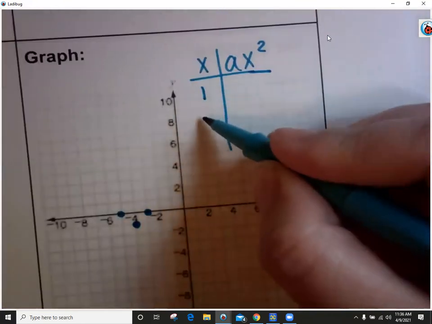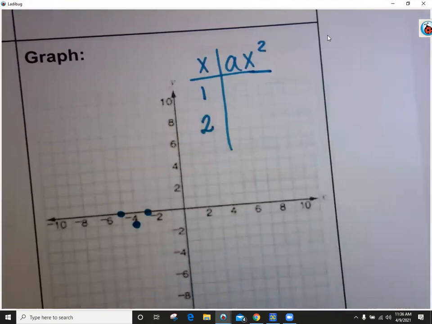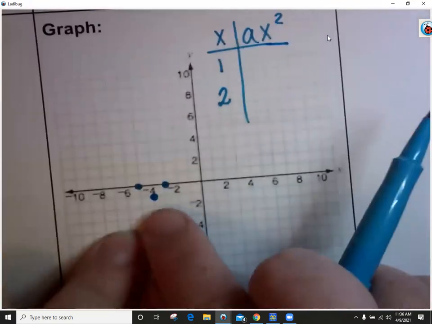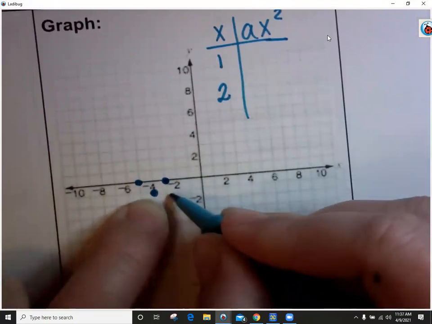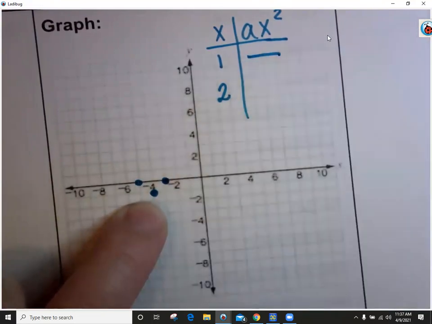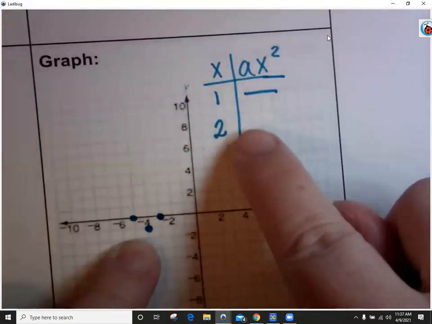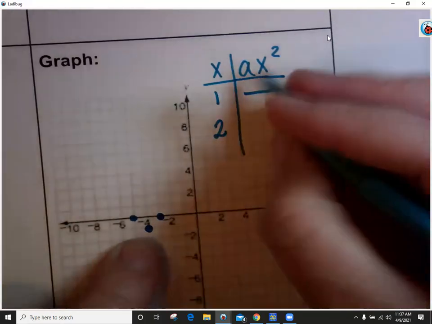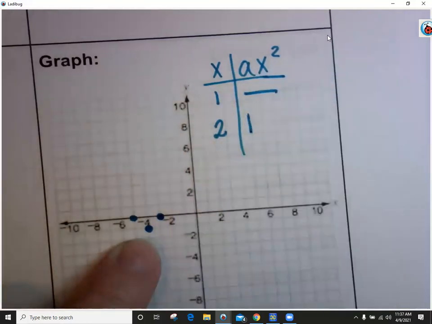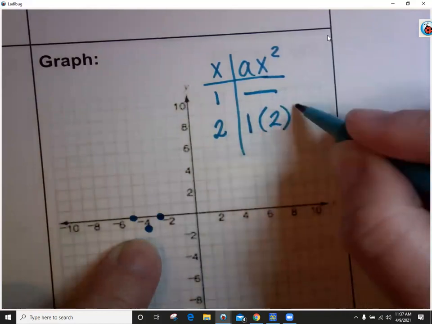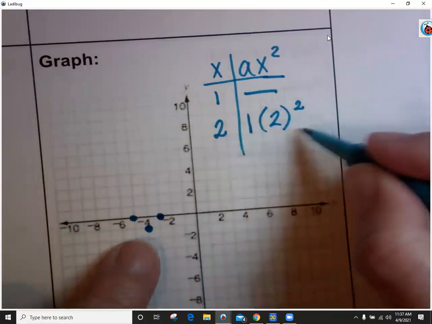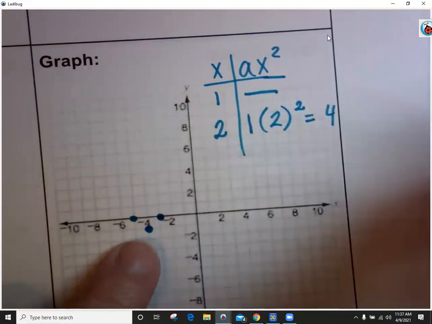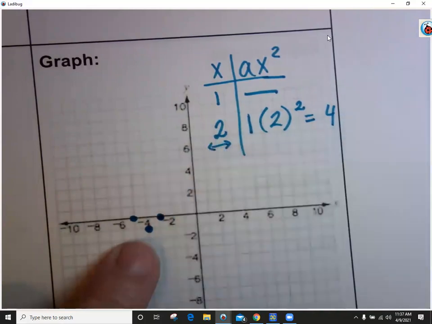And I'm going to always use a move of 1 and 2 unless the a value is a fraction. But we already have the move of 1 graphed when we did the x-intercepts. They're 1 over from the vertex, so we don't have to work that out. But we would do the move of 2. We would use the a value from the equation, which was 1, and then plug in a move of 2. And we would say 2 squared is 4, 4 times 1 is 4. So this tells us that we would make a horizontal move of 2 and a vertical move of 4.